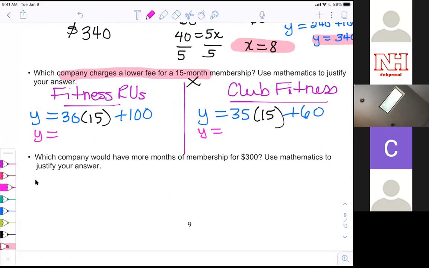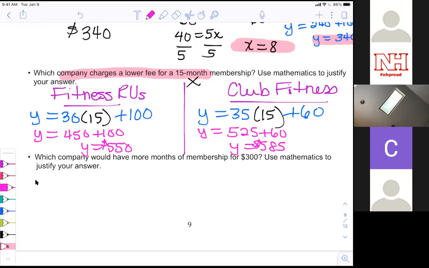Michael, do you have a calculator handy? Yeah. What is 30 times 15, Michael? 450. And when you add 100 to that, you get? 550. Yeah. And then how about the other one? You get 525, and then plus 60 would be 585. Nice job. So these are amounts of money. Make sure you label it with money. And then answer the question, which company charges a lower fee for 15 months?